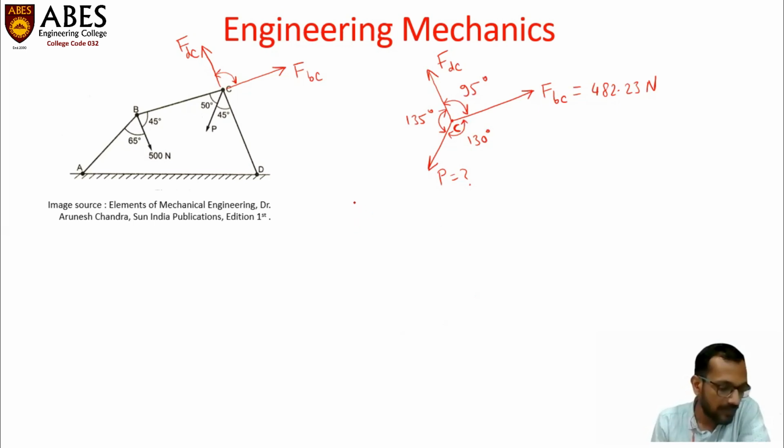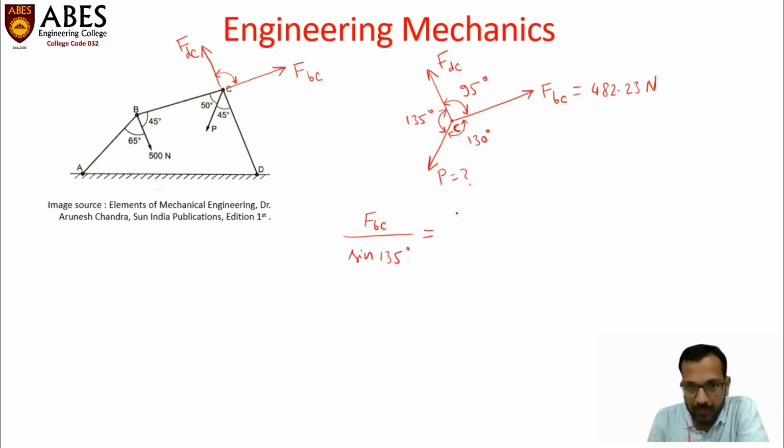Let's write the statement of Lami's theorem here. FBC upon sine angle of opposite forces, means sine 135 degrees, is equal to P upon sine 95 degrees, is equal to FDC upon sine 130 degrees.